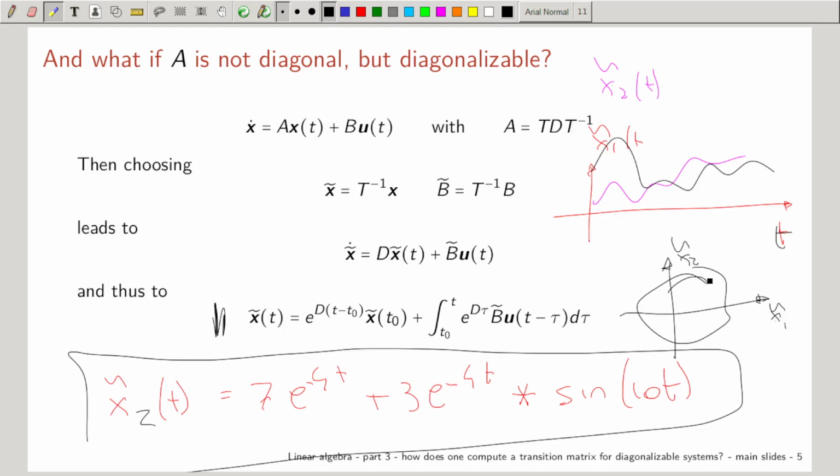Perfect. Then, if this is my initial condition in the x1 tilde, x2 tilde plane, it means this component, this component. If this is my trajectory of time at t equals to 10 seconds, it has to be this. 20 seconds, it has to be this. Are we together?